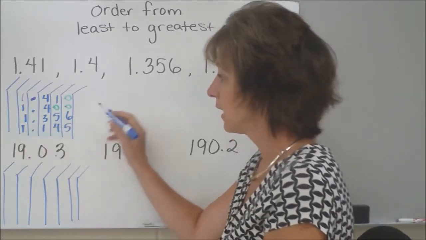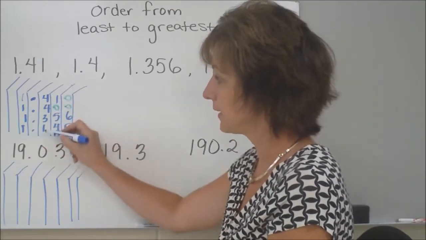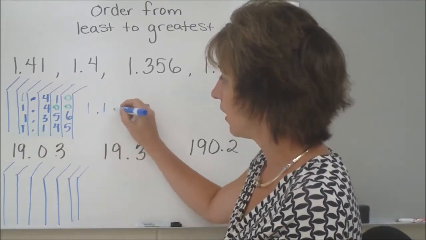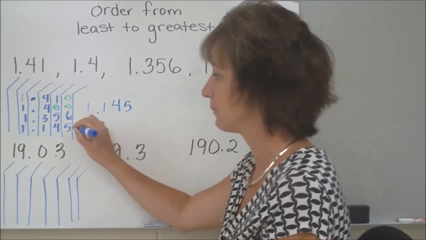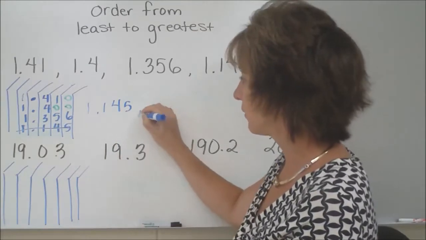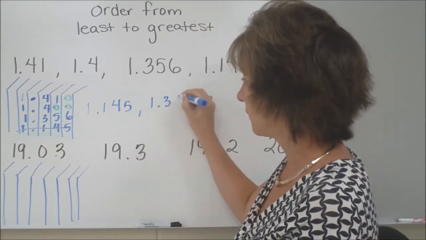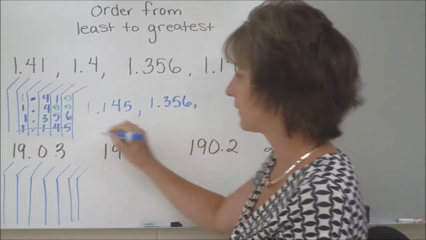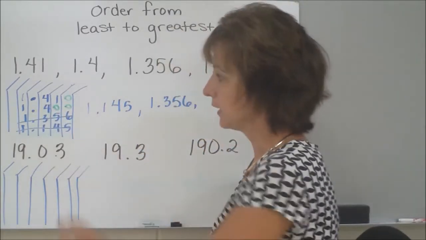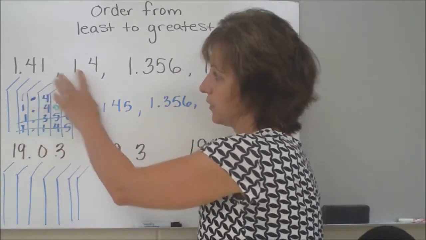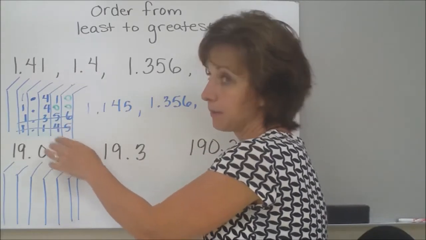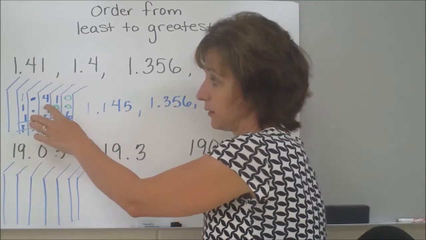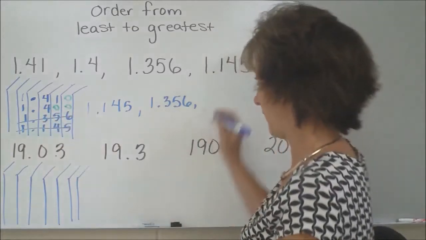So looking here, I can see that the smallest tenth is the 1. So 1 and 145 thousandths would be my smallest. My next number would be 1 and 356 thousandths. And now I'm comparing 40/100ths to 4/10ths. But because I added these zeros, I'm comparing 400 thousandths to 410 thousandths.